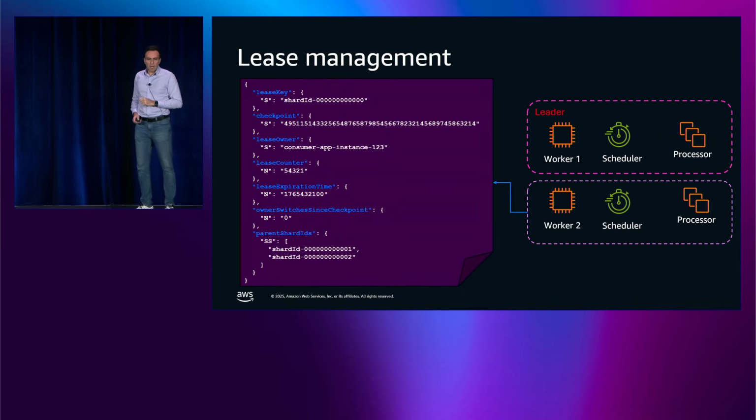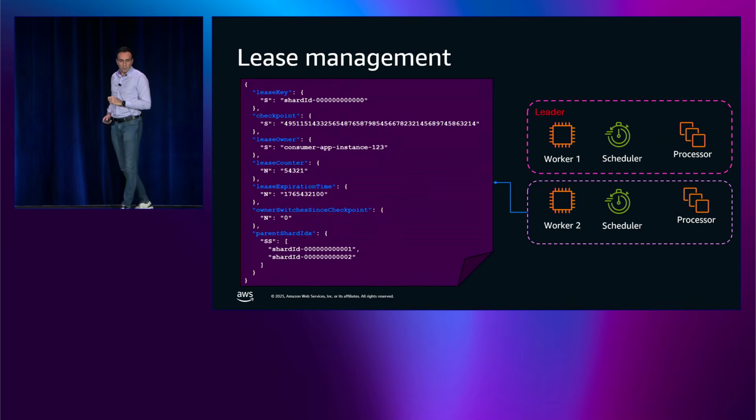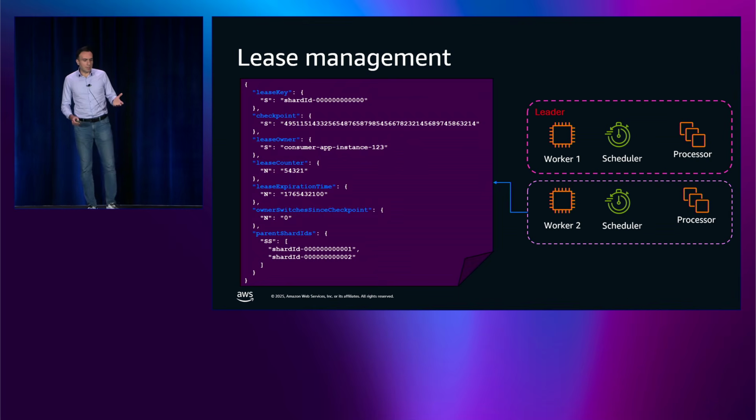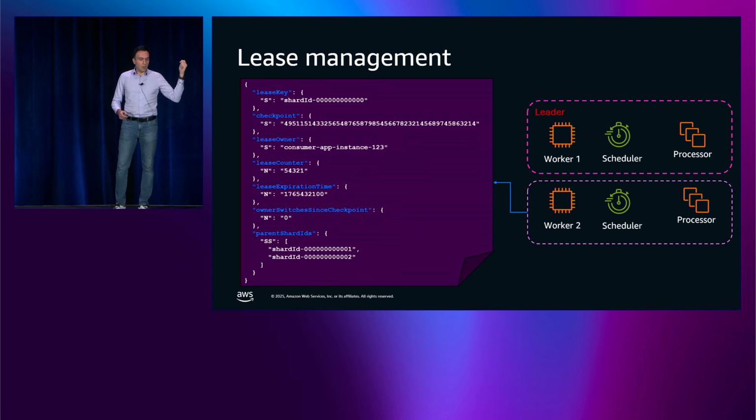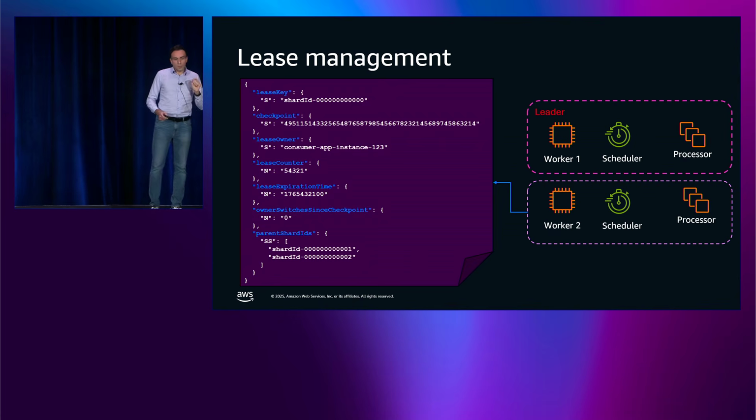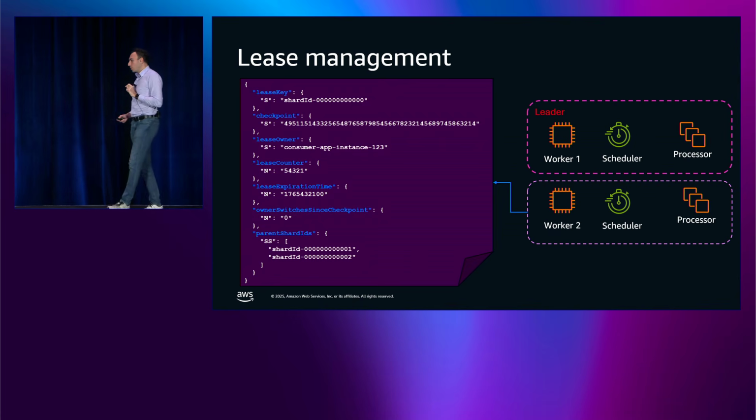Here is how a lease management record looks like. It has a key, it has a checkpoint. Each of the processing threads, as they progress, frequently checkpoint, and the checkpoint information is stored in the lease management table. It also has a lease expiration time, similar to the time to live. The purpose it serves is very crucial.